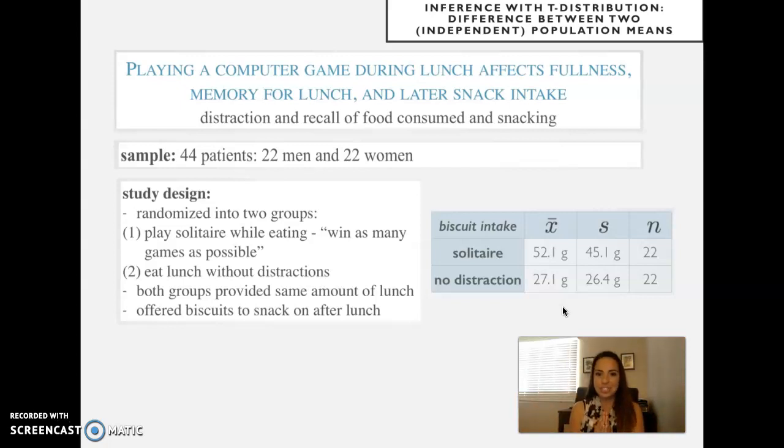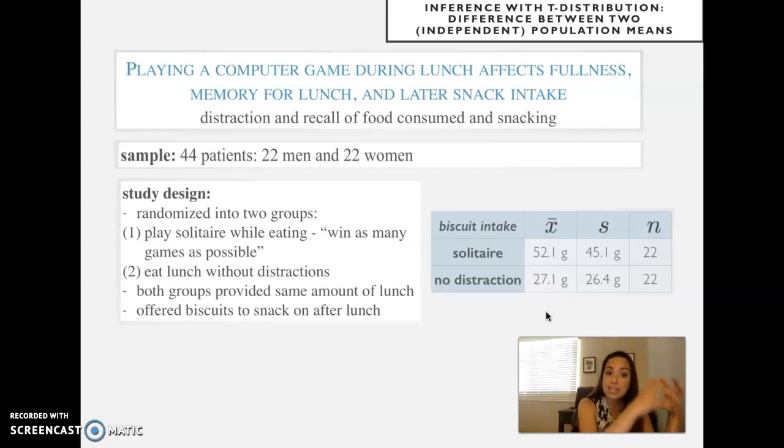But it's not sufficient, is it? Because if I were to get another sample and put half distracted, half not distracted, and compute the averages, it is not going to be exactly 52 and 27, is it? Even if distraction did nothing, we would not expect the 2 groups to eat exactly the same amount and the difference be 0. The difference will always fluctuate.